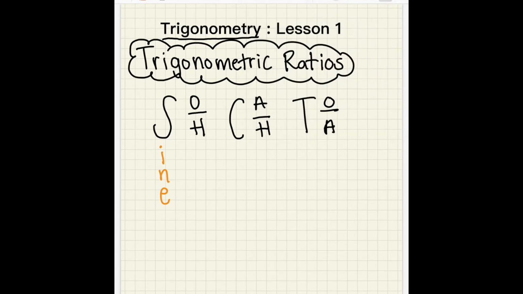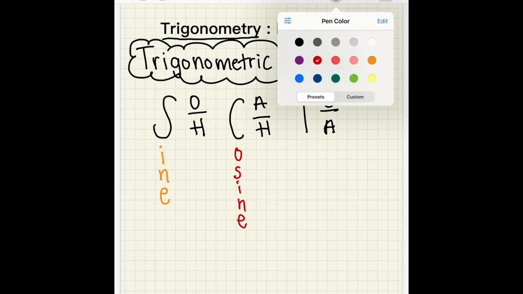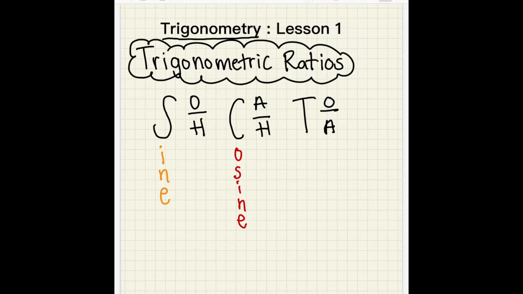The C stands for cosine. And the T, no, it doesn't stand for cosine. It stands for tangent. You thought you knew it, huh? Tangent. Okay, and I'm going to break it down one by one.